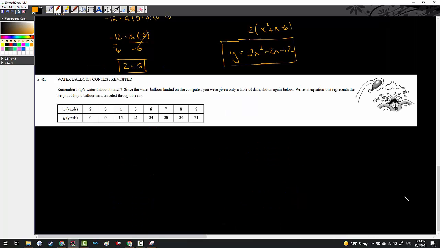And in this problem here, the water balloon contest revisited, we talk about Impeccable, and this was the dude whose water balloon could only be tracked by a table, and even then the data was incomplete, so we had to kind of come up with the information on our own. But remember, we noticed that quadratics grow symmetrically. So if I can identify the vertex of the quadratic, then I can infer what the other points are going to be on either side of it.